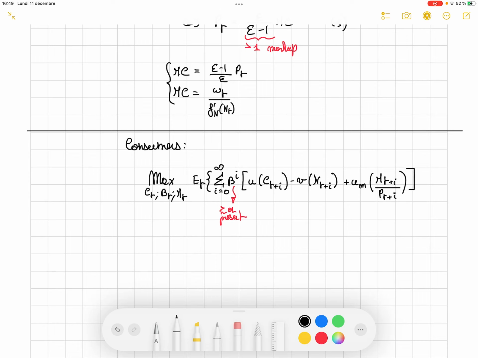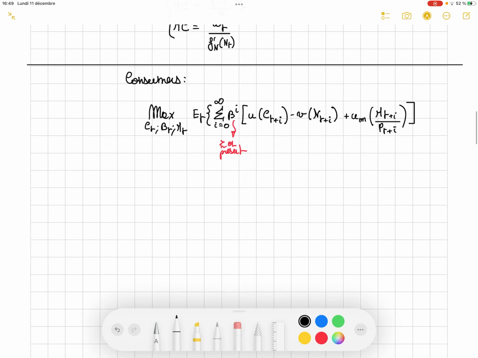So that will be our utility function. We will consider that the v function is convex and that the u function of consumption and money is concave to avoid some corner solution. Okay, so that's the hypothesis we make. So here we have the utility function.